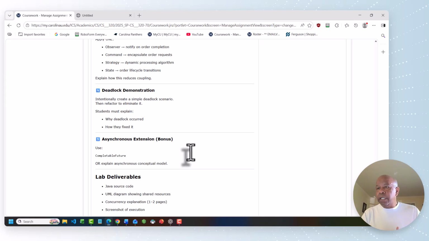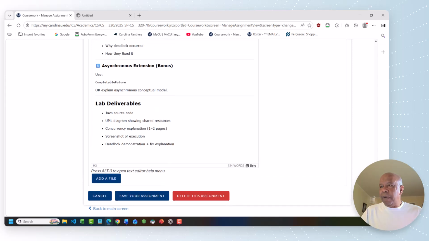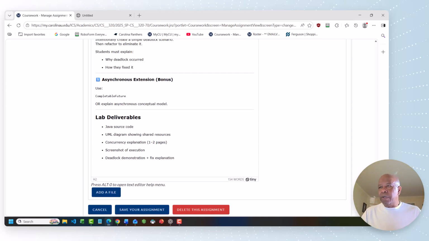Asynchronous extension. So this is a bonus. We're going to bypass that. We don't have any graduate students. Again, as usual, I'm not going to have you doing this. You can run it as a bonus.